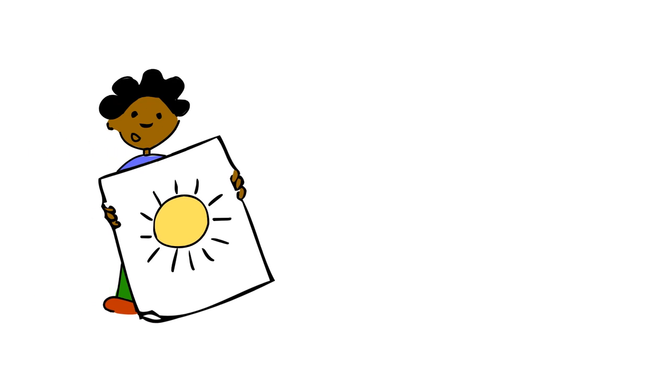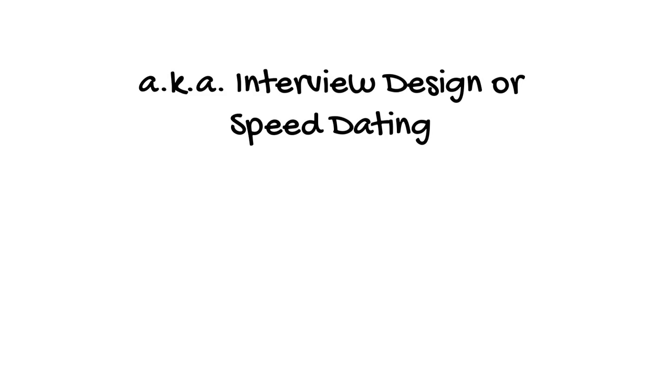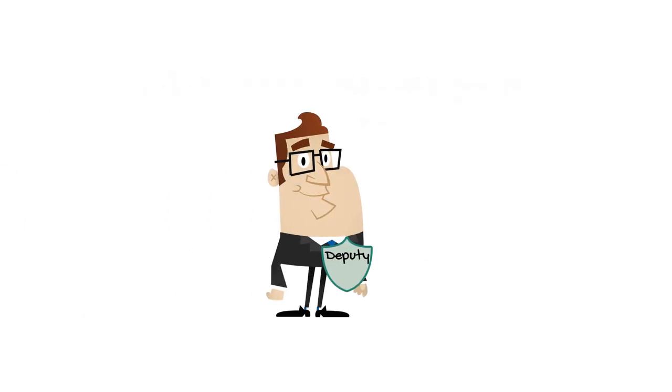The future search design takes its name from seeking out all new possibilities for a better future by canvassing ideas from a large number of people, ranging from 8 to 40, in a short amount of time. It is also known as the interview design or speed dating because of its layout. It is one of the easiest designs to facilitate as a novice because it is so structured.